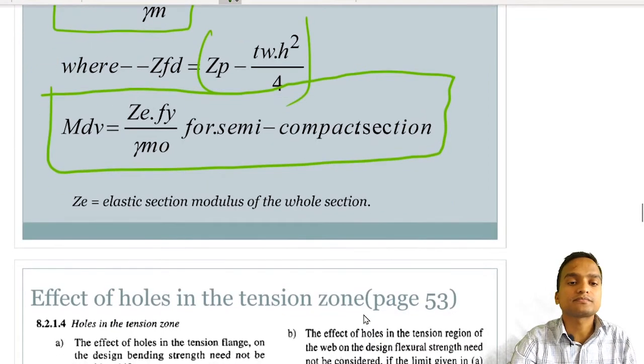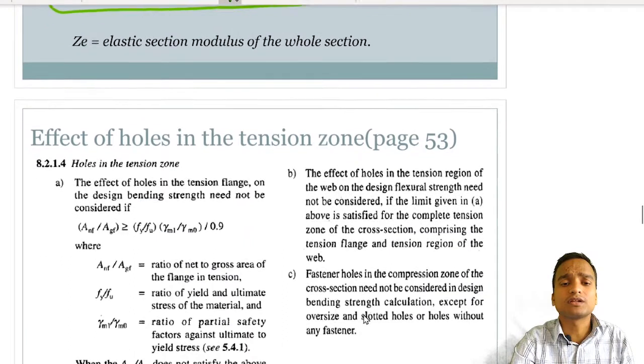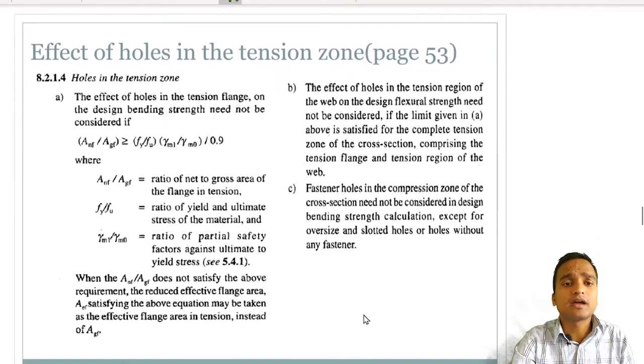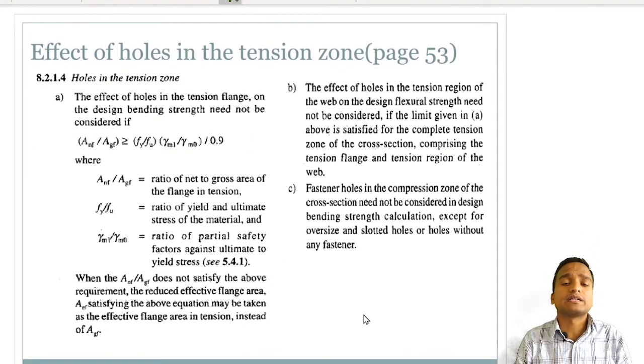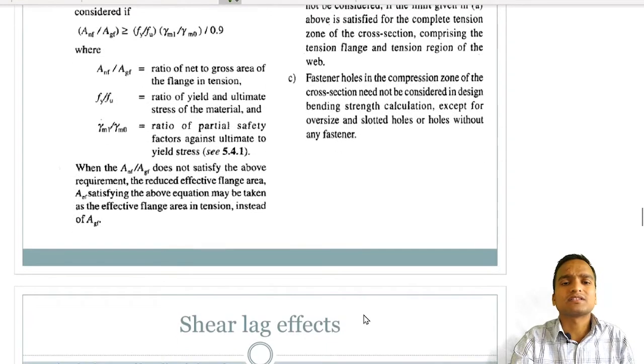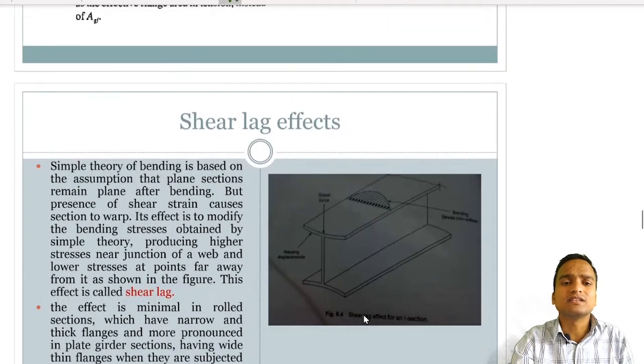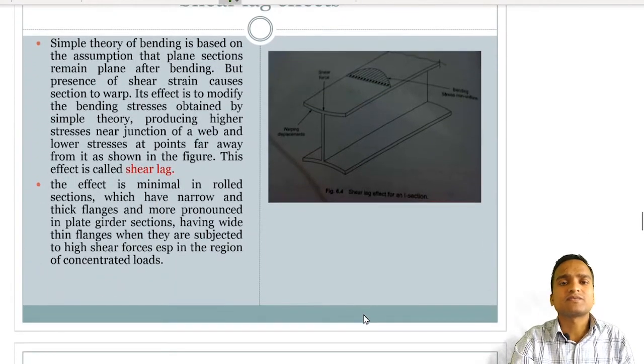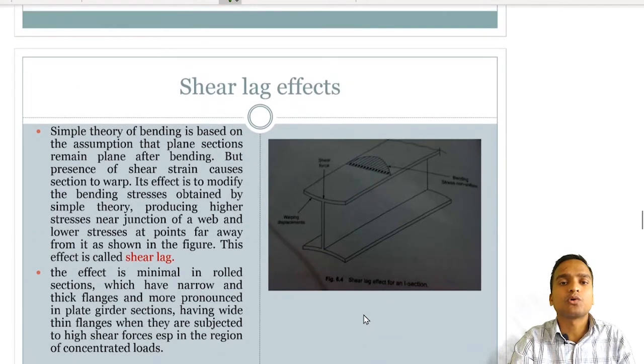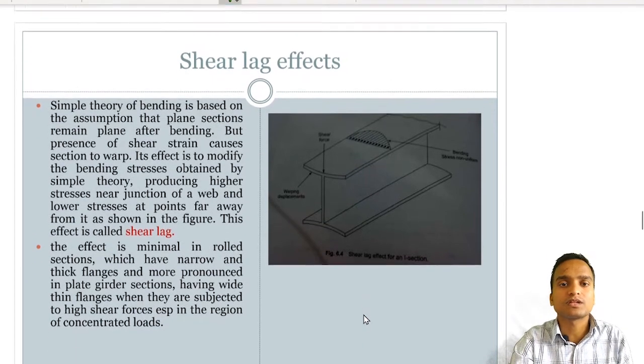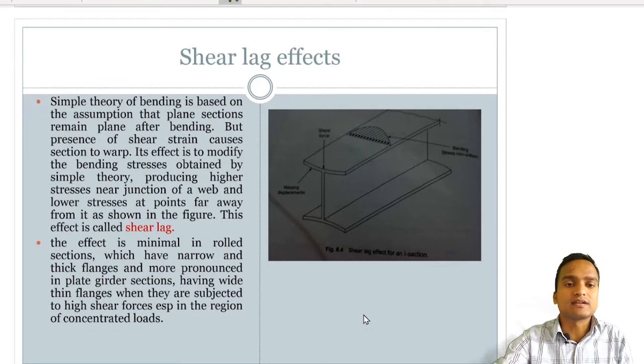Okay, so when we discuss the numericals, all these things will become clear. When there are holes provided in the tension zone, then we have to take account of those holes also, and these effects are specifically discussed, but these discussions go out of scope of our syllabus, so we are ignoring that. What about the shear lag?